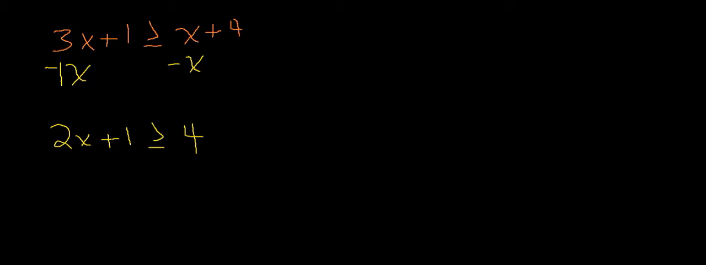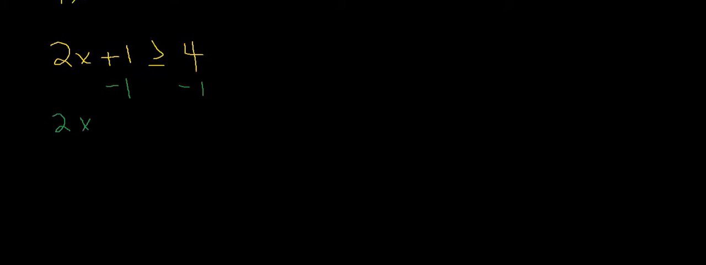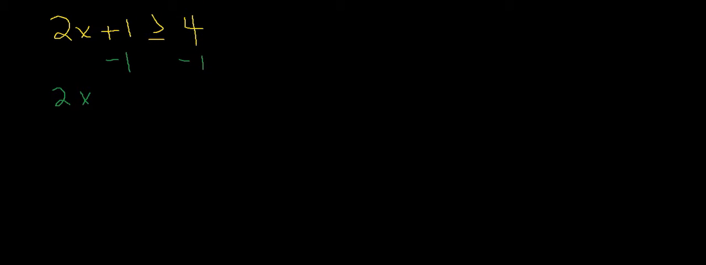Alright, so you're following me here. Now what do we do now? Now we can actually subtract 1 from this side. Subtract 1, subtract 1. Now what do we have? We have 2x is greater than or equal to 3. Alright, so now in order to get x by itself, we can just simply divide by 2. Divide by 2. And that leads us to our final answer of x is greater than or equal to 3/2.